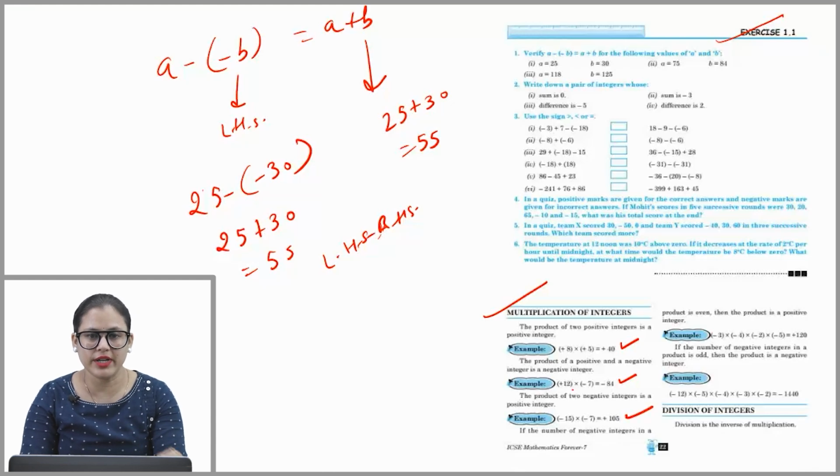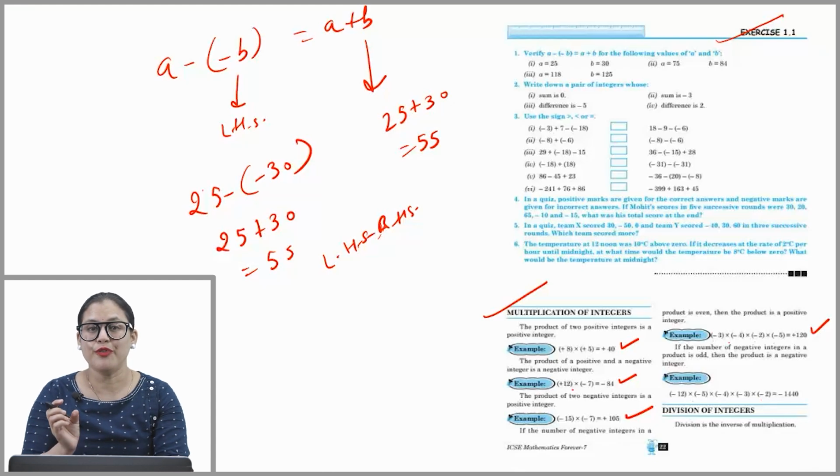If the number of negative integers in a product is even, then the product is a positive integer. For example, first let's count the number of negative integers, or you can say negative signs. 1, 2, 3 and 4. Okay, so it is an even number, that means the product we will get will be positive. If the number of negative integers in a product is odd, then the product is a negative integer. Okay, first count negative integers 1, 2, 3, 4, 5. Okay, the number of negative integers is an odd number, that's why we will get the product in negative only.